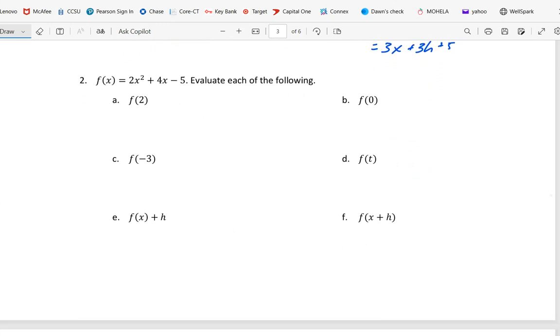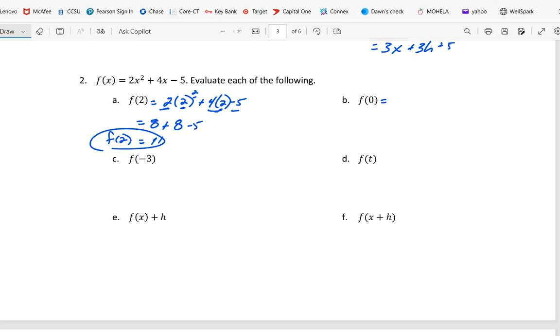Number 2 is a different type of function, but to evaluate the function, I'm going to do the same thing. f of 2, I replace the x with 2. I encourage you to be careful here. I've got 2 squared is 4, times the 2 is 8. 4 times 2 is 8, and then we have a minus 5. 16 minus 5 is 11. f of 2 equals 11.